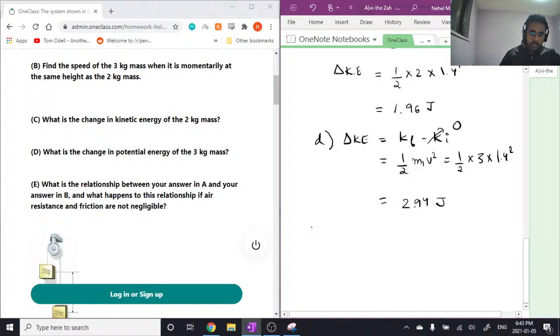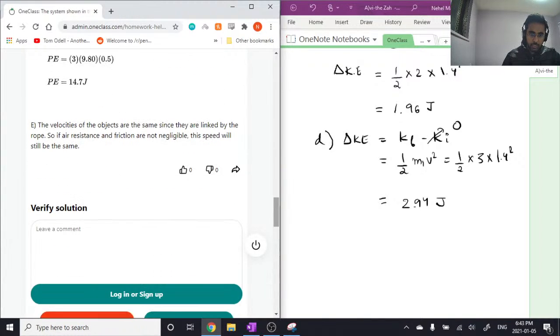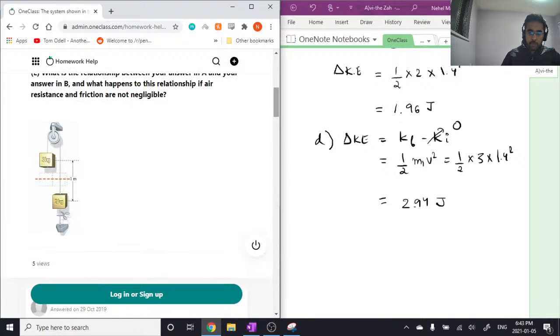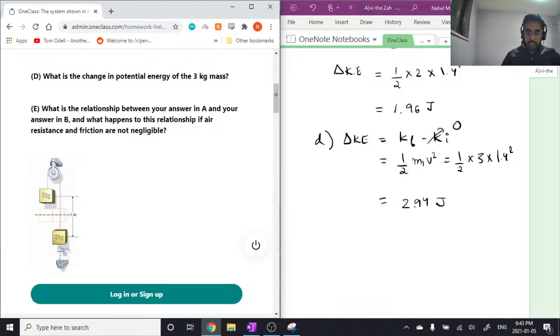Okay, and finally, what's the relationship between your answer A and your answer B? What happens to this relationship if air resistance and friction are not negligible? So the relationship is that they both are the exact same. The speed would be the same. And even when they are not the same, I suspect there should be no change. Because the conservation of string still applies, if you're pulling one end, let's say the 3 kg end, by some velocity, the 2 kg end will also be pulled back at the same velocity. So that would still apply.